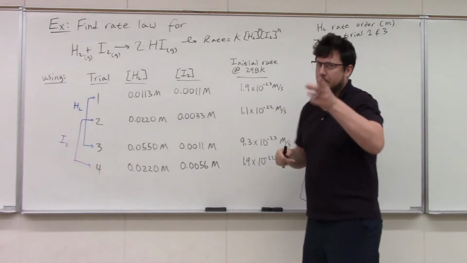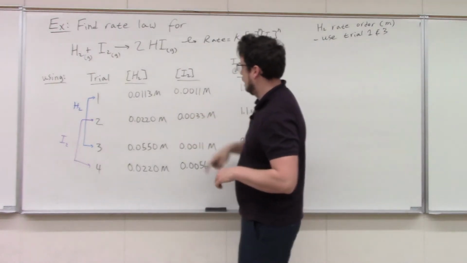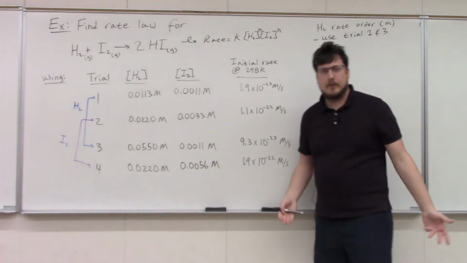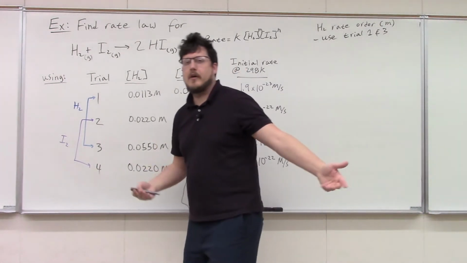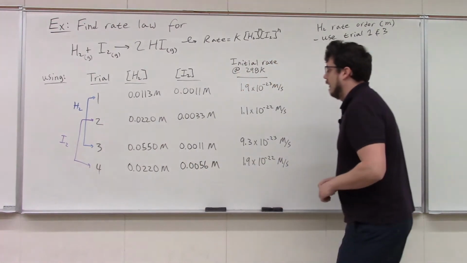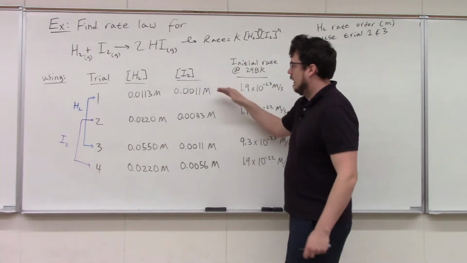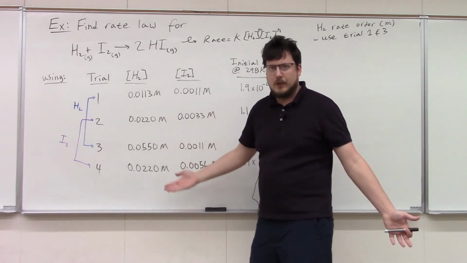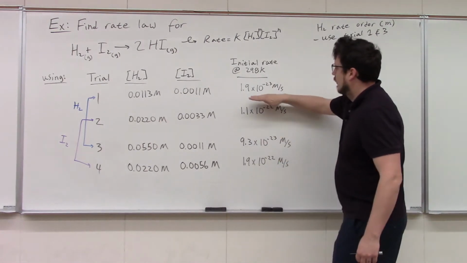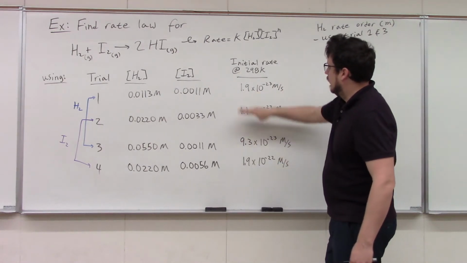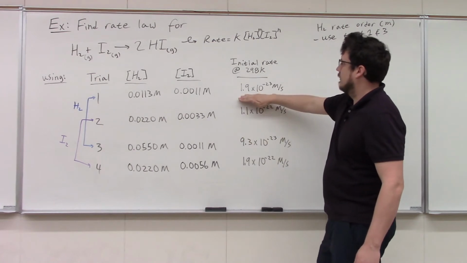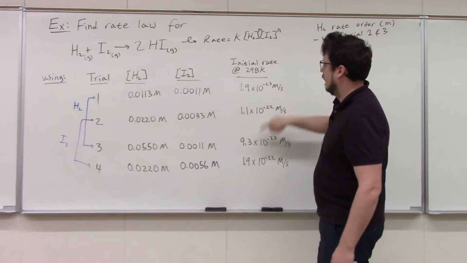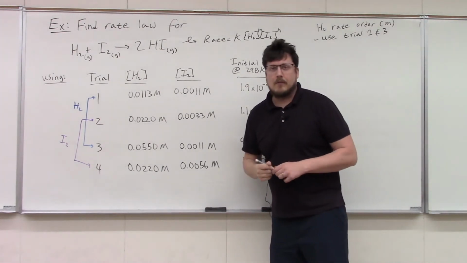I can estimate it, which is what I'm going to do, because it's pretty clean cut. Or I could use the whole logarithm thing, or I can plot the logarithms against each other. All right, so I'm just going to estimate it. I2 is unchanged. The H2 concentration goes up by a factor of about 5. We quintuple it. Well, our rate goes from 1.9 times 10 to the minus 3 to 9.3 times 10 to the minus 3. So guess what? That went up by a factor of about 5.